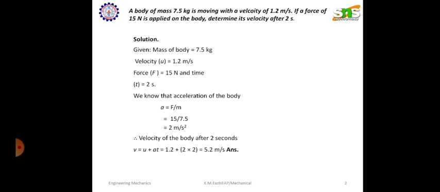We know the formula F is equal to ma. We have to calculate a here, so a is equal to F by m. The F value is 15, the m value is 7.5. By substituting the known values, we get a as 2 meter per second square. They asked to determine the velocity after 2 seconds. The equation is v is equal to u plus at. Substituting the known values, 1.2 plus 2 into 2, that is 5.2 meter per second. The velocity after 2 seconds is 5.2 meter per second.